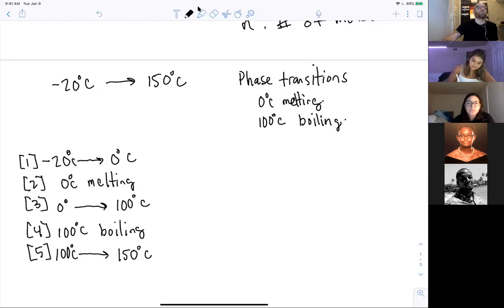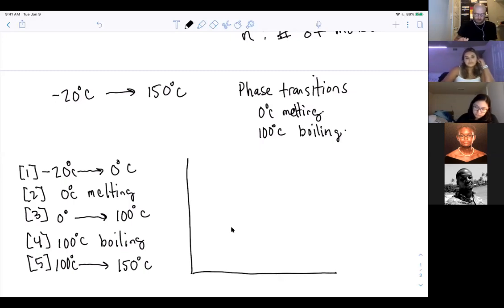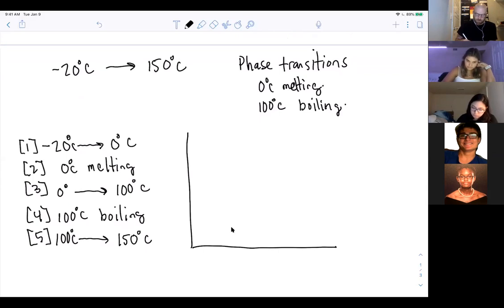Am I recording this? Yes. Okay, good. Okay, so we have these 5 steps here. And if we were to draw the heat curve for this, that's kind of what I think of the heat curve as. It's sort of a crib sheet that helps with the bookkeeping for this.